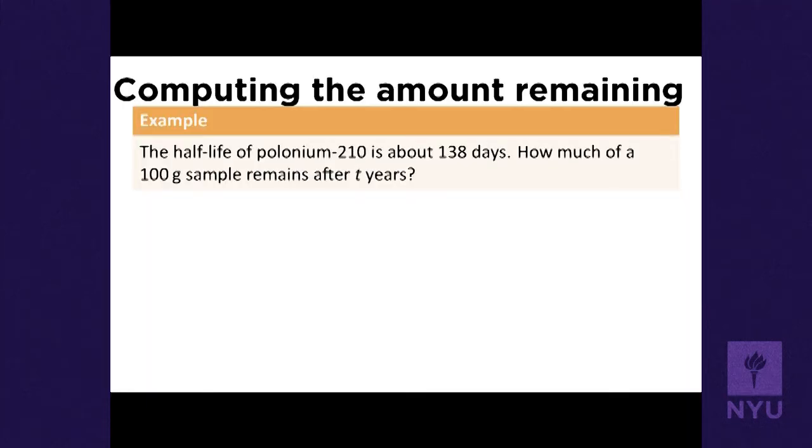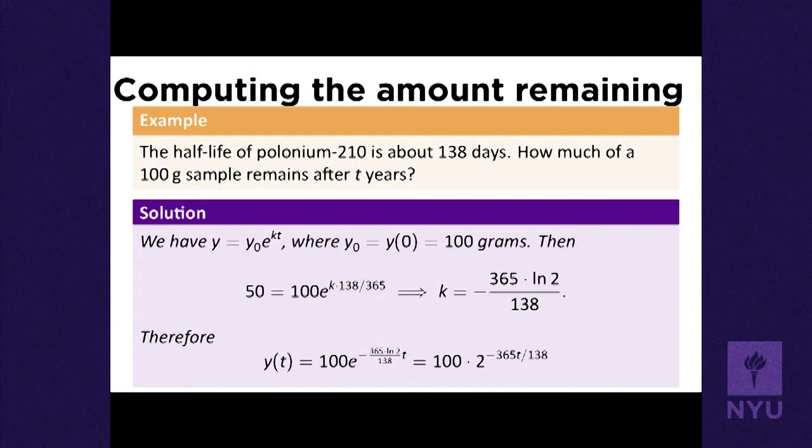Okay. So the half-life, let's do an example here. Half-life of polonium-210. Polonium is an element, and the 210 stands for some particular isotope that's really radioactive, is about 138 days. How much of a 100-gram sample remains after T years? Okay. So we didn't tell you a number T. Your answer will involve T, of course. But the important thing is to use that half-life to come up with the function that describes the amount of polonium-210.